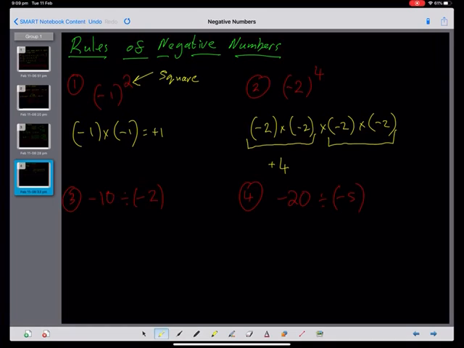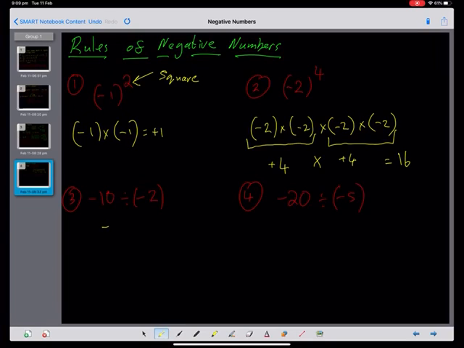2 times 2 is 4. We've got a negative times a negative is a positive. So we've got positive 4 times positive 4, which is 16. Okay, so the rules for division of negative numbers are the same as multiplication.